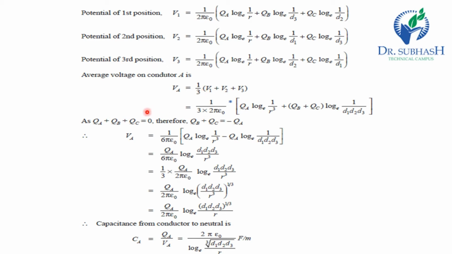Now put the value of Q_A plus Q_B plus Q_C equal to 0, so Q_B plus Q_C is equal to minus Q_A. Putting this in the equation, we get the equation here. Now solving this equation, we get the final equation for V_A: Q_A by 2 pi epsilon 0 log of (D1 D2 D3) raised to 1 by 3, divided by R. Now the capacitance from conductor to neutral is Q by V. So putting the value of V_A in this equation, we find the capacitance from the conductor to the neutral. Thank you.